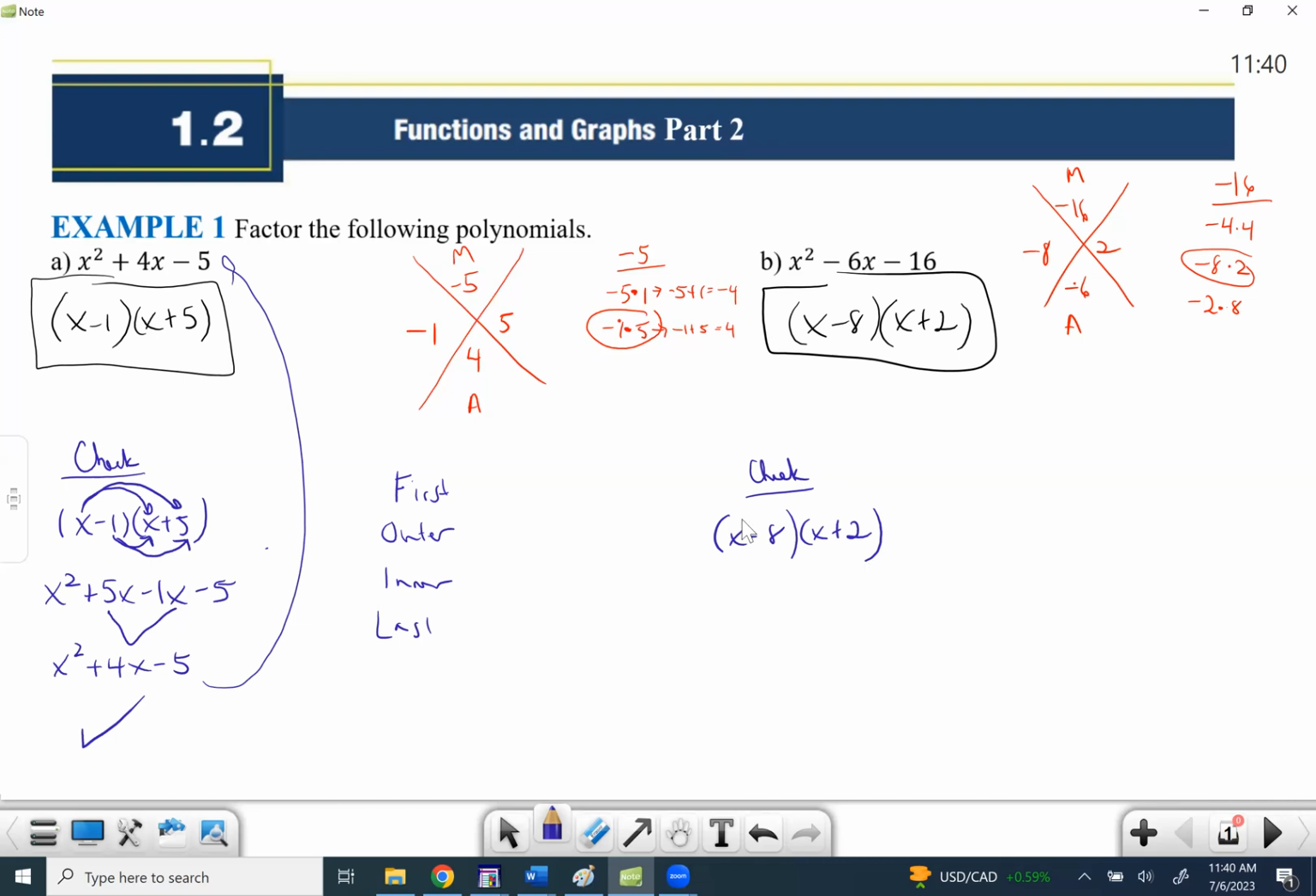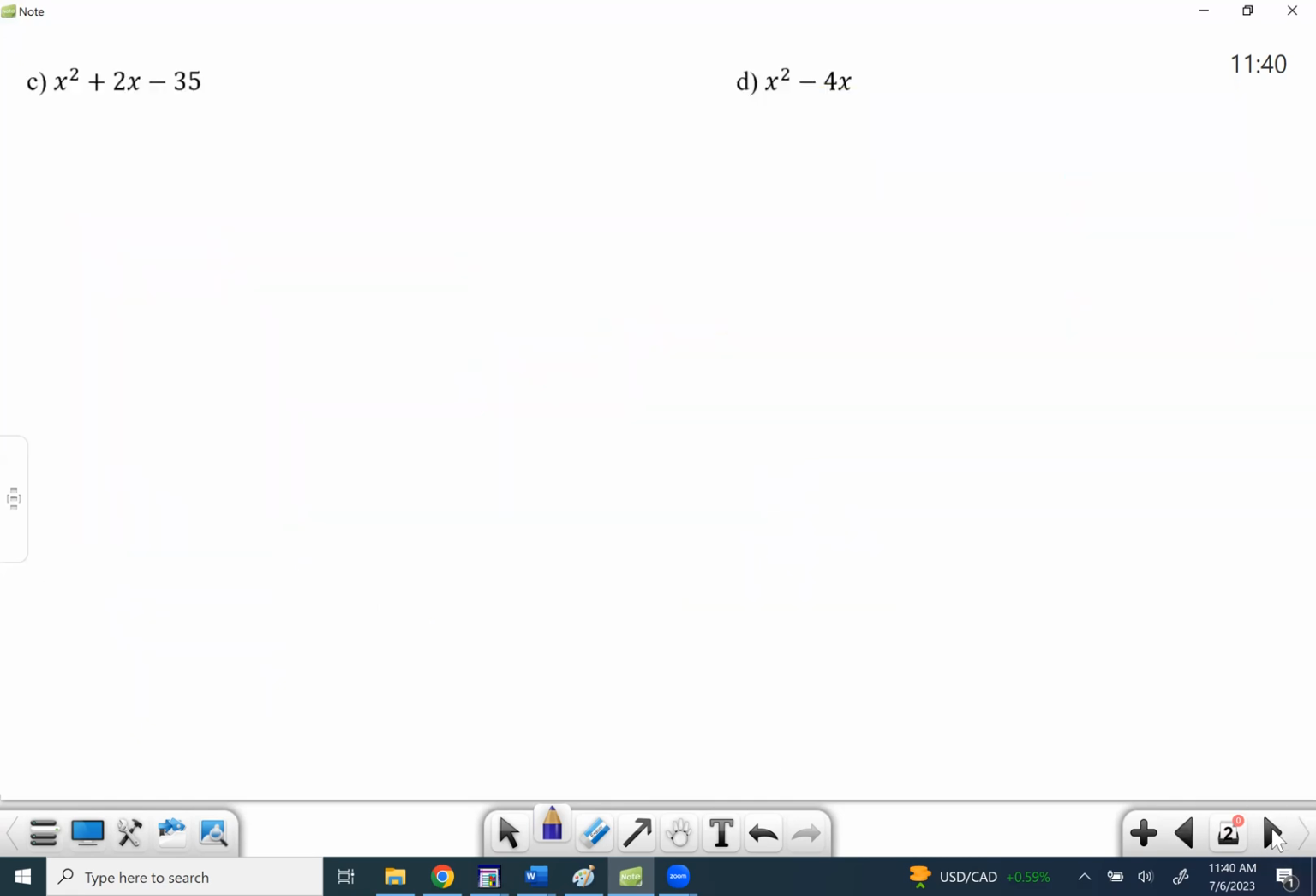times x plus 2. So x times x is x squared. X times 2 is 2x. Negative 8 times x is negative 8x. A negative times a positive is a negative. Negative 8 times 2 is negative 16. So when we combine the inners, we get negative 6x, 2 minus 8 is negative 6. And then we go up here and we check to see if it matches the original. Indeed, it does. So we're sure that we factored this correctly.